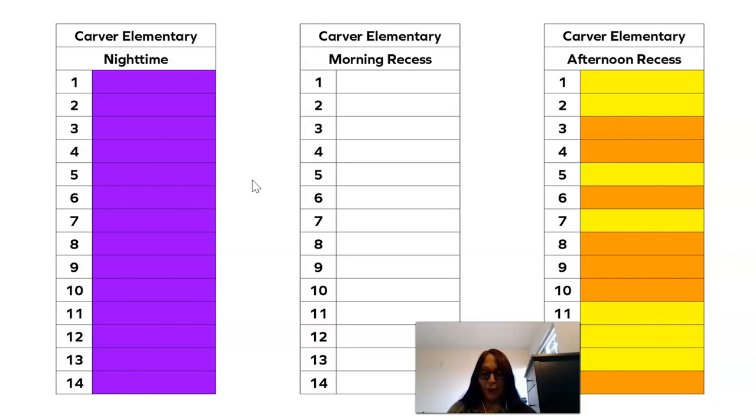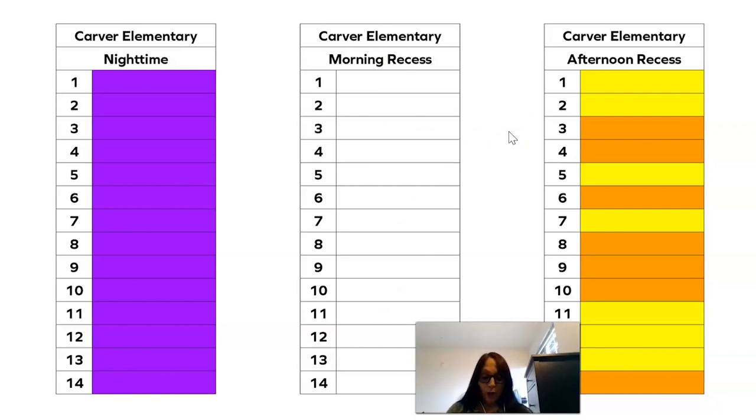Yes, we learned that when we see purple, it's very cold. Okay, so it's nighttime, very cold, because there's been no sunlight at all. Zero sunlight, no sunshine. Then, here we don't have any information. It's totally black. We're going to look at the afternoon recess.